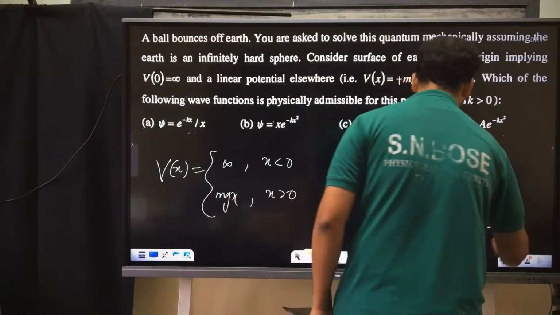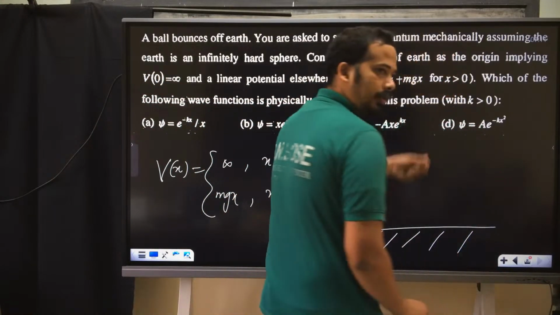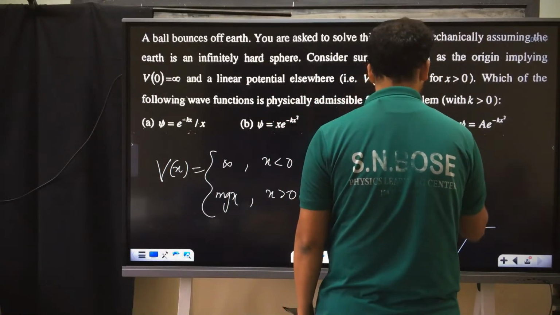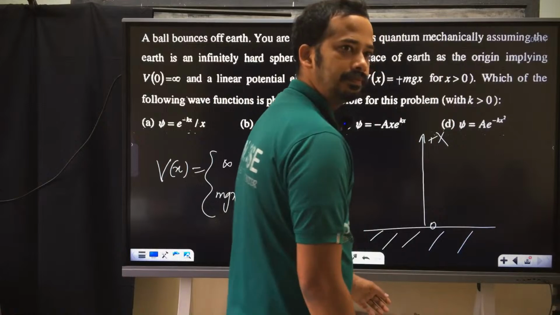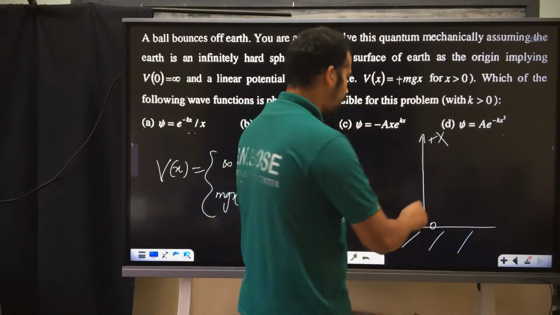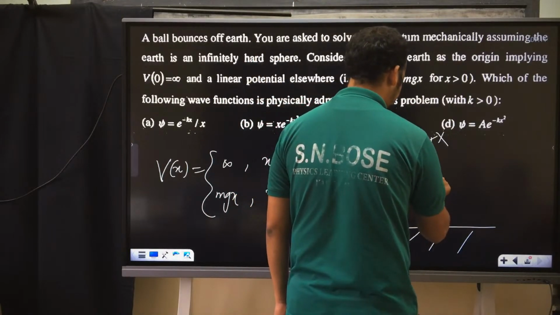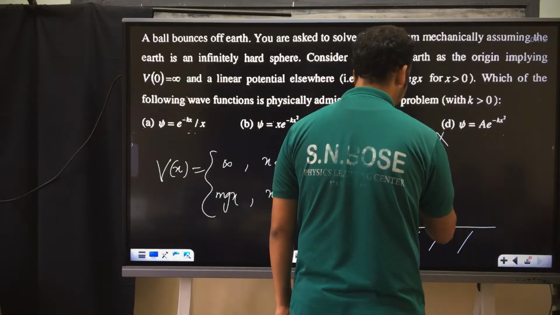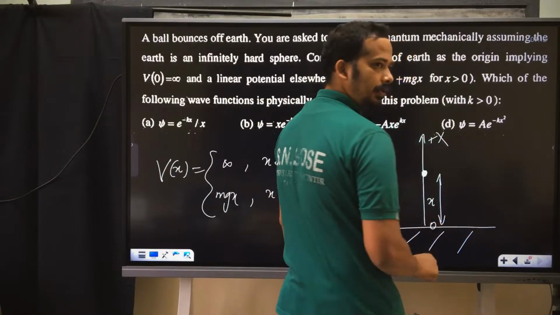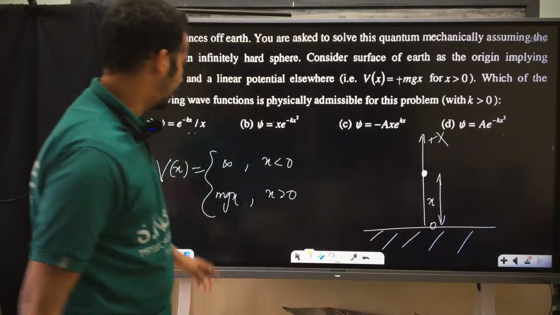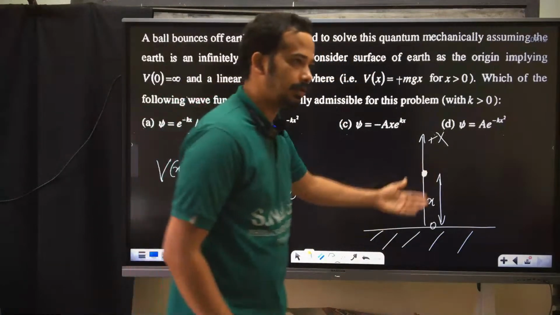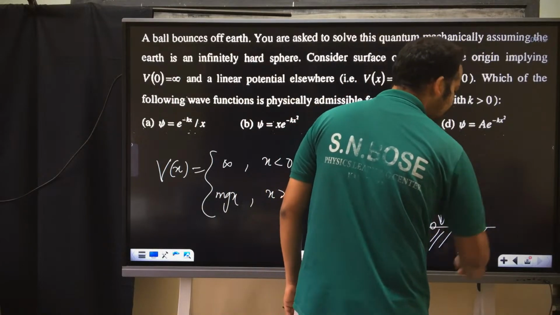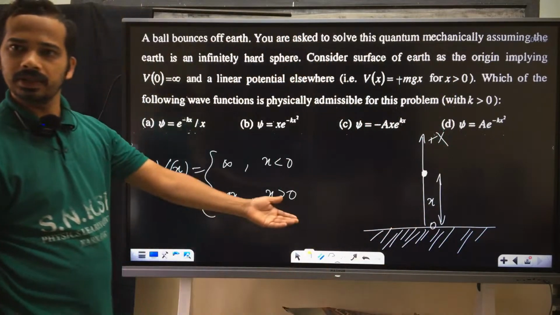If this is the surface of the Earth, our ball cannot penetrate into Earth. This is your positive x-axis. This is your origin. If the ball is anywhere here at a distance x from the origin, its potential energy is mgx when x is greater than 0. When x is less than 0, our ball cannot penetrate into that region. Potential is infinity. Can I say like this?